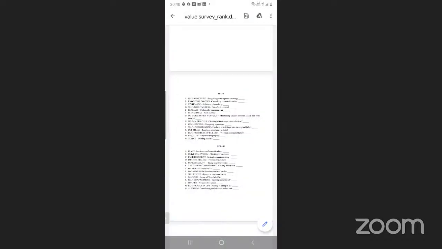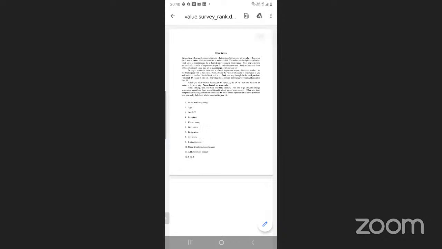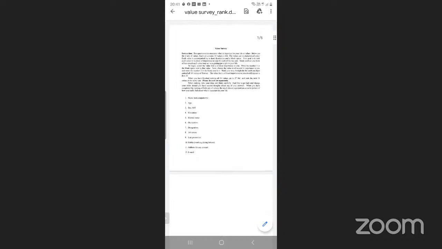Is it visible to all of you? Yes, sir, now it's visible. Okay, set 1 and set 2. So this is the thing, name, age, etc. Since I have done research particularly on the employees, I have given importance on the job and other things that may not be applicable in your case.